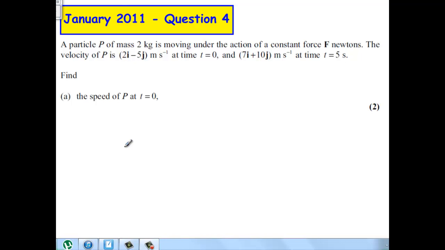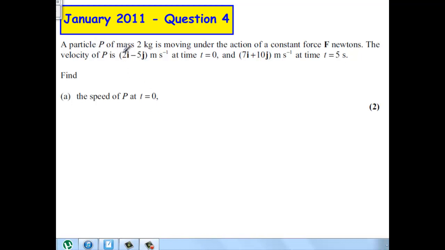Okay, hello there, and today I'm going to be working through a vectors question from the Edexcel Mechanics 1 paper from January 2011, and this is question 4. So I'm going to work through the question one part at a time and explain to you how the mark scheme allocates the marks at each point.